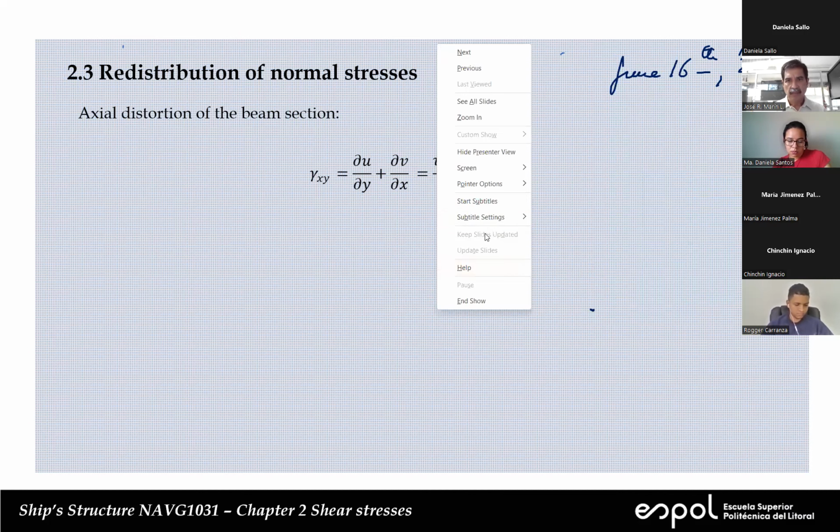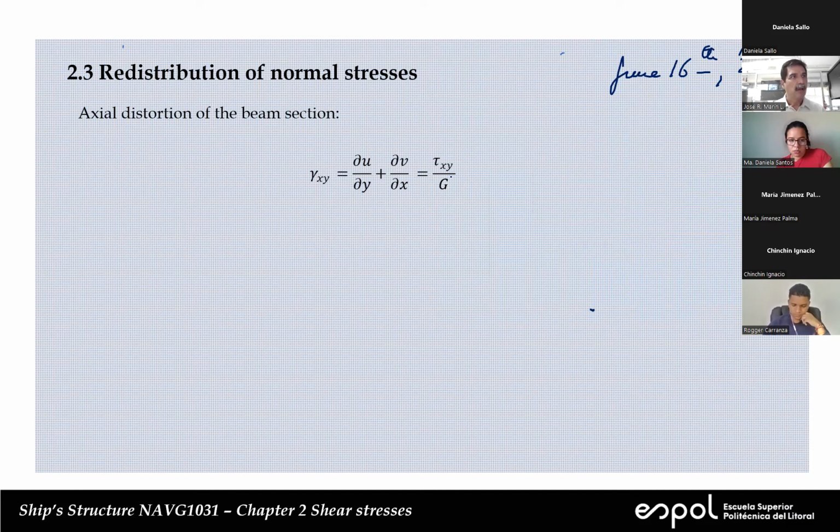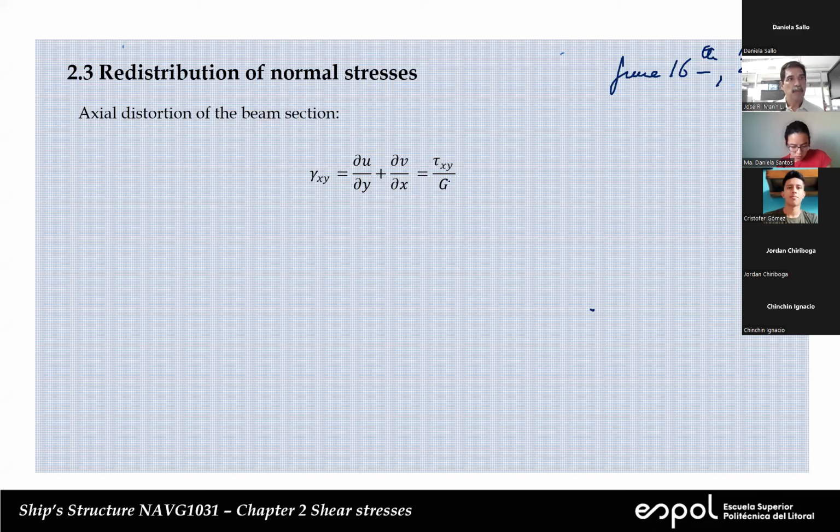Mr. Gomez, do you remember from where you get this expression? Good morning, doctor. Do you remember from where we get this expression? This is gamma, this is tau, and G. Mr. Chiriboga, do you remember from where we get this expression? The integration of the area, no? No. Mr. Hidrobo, do you remember?